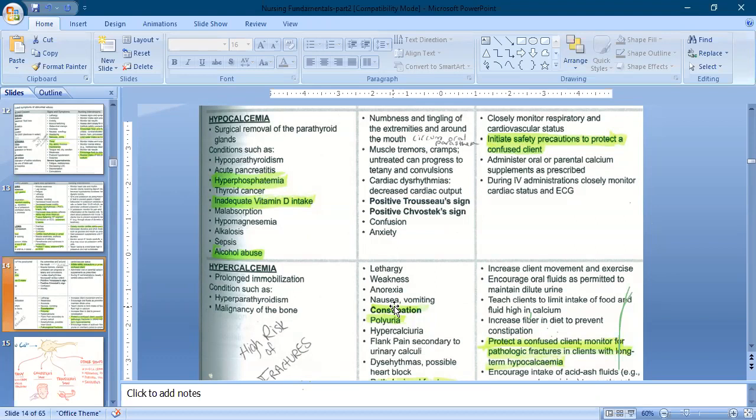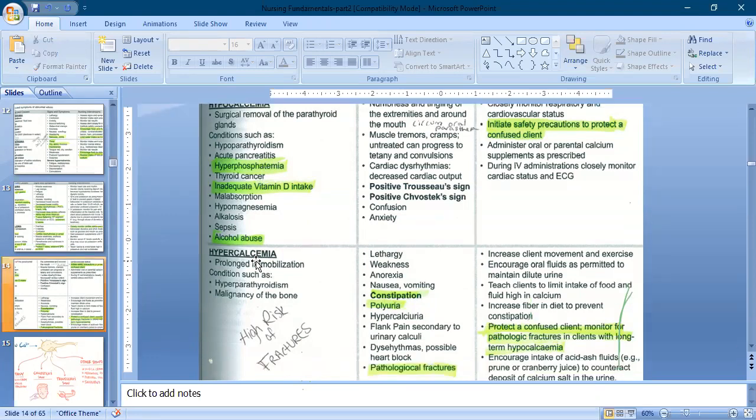This is a question the NCLEX board asks. In case of hypercalcemia, what are the signs? Decreased deep tendon reflexes. Pathological fracture is more common, meaning an increased risk of fracture.